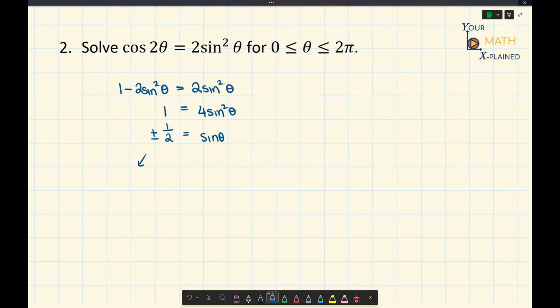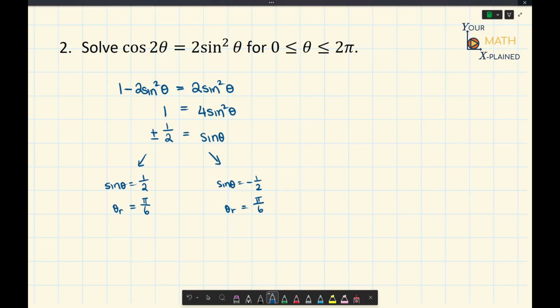So for the positive case, if sine theta is equal to positive 1/2, that tells us the reference angle, theta r, is going to be equal to pi over 6. And then for the other case, where sine theta is equal to negative 1/2, we would have the same reference angle, but it would just be in different quadrants. So the reference angle is also pi over 6.